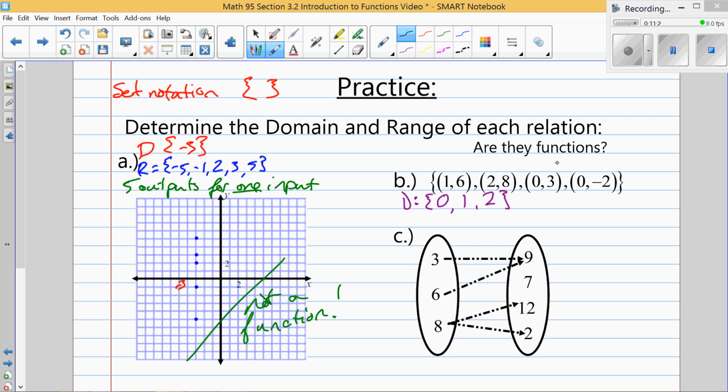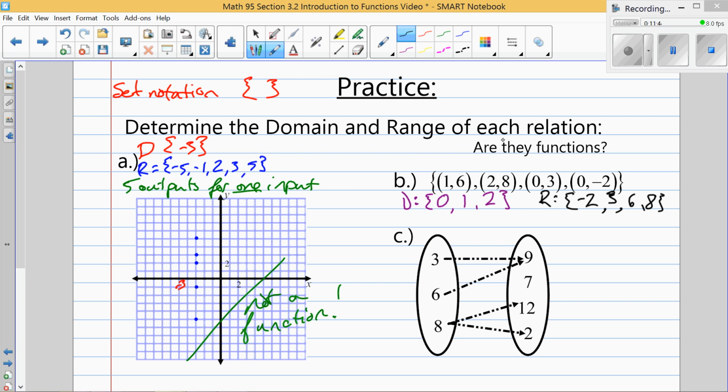Then I will look at my range, and I see that the smallest output value I get is this -2. The next smallest would be this 3. Then I have a 6, and then an 8. So we've listed our domain and range.